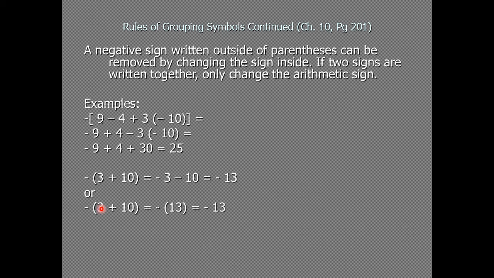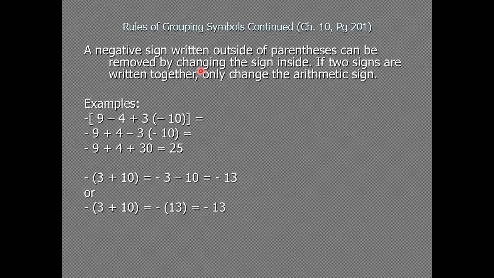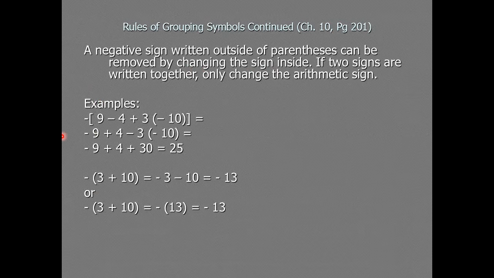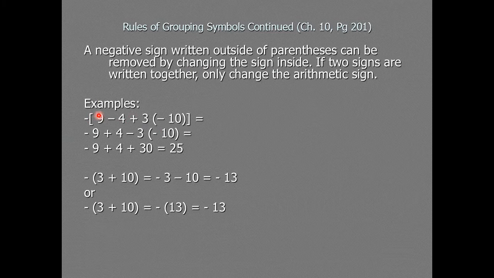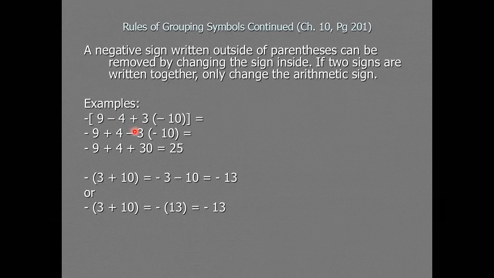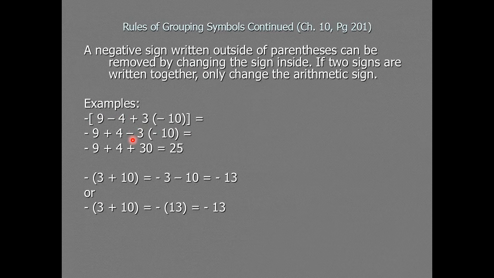So if we have a negative sign written outside of the parentheses, it can be removed by changing the signs inside. For example, if you have these, you can just remove the parentheses and change the signs. So +9 becomes -9, -4 becomes +4, +3 becomes -3, and then we know the rest, right? You multiply these two, it becomes 30, and then it's 34 here, and then this is -9, that becomes 25.